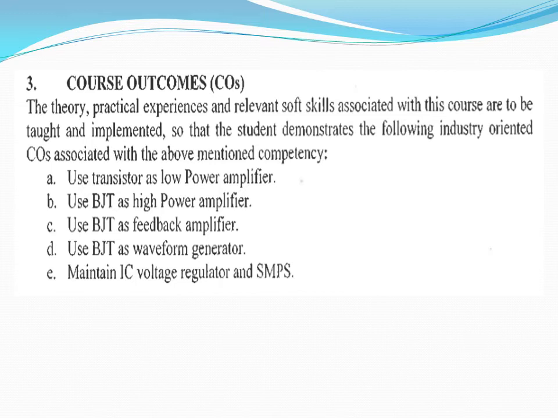Now, what is a low power amplifier? A low power amplifier is generally a small signal amplifier, referred to as a voltage amplifier. Second CO, use BJT as a high power amplifier. What is a BJT? BJT is bipolar junction transistor. What is a high power amplifier? It is an amplifier, a non-linear device, which amplifies a small signal to a significant level.